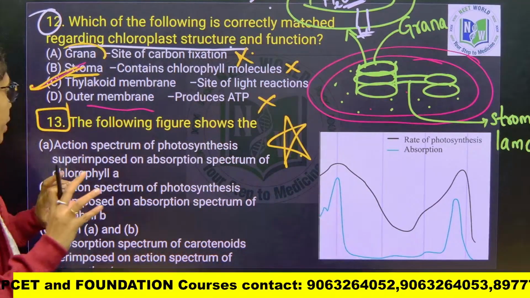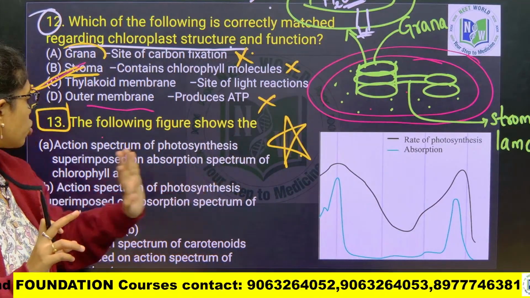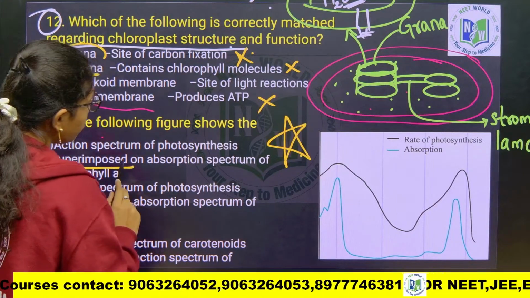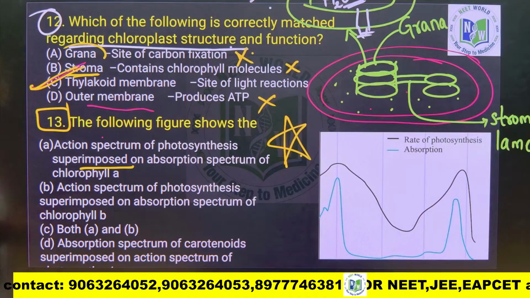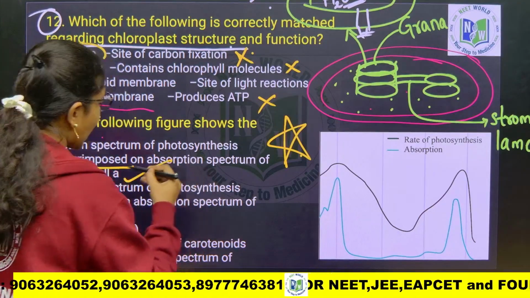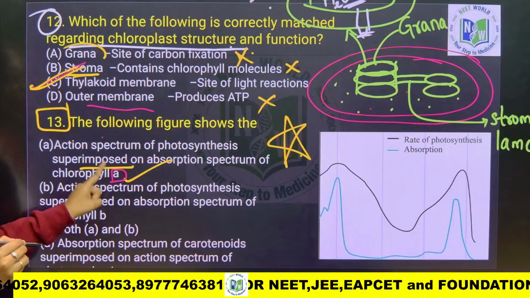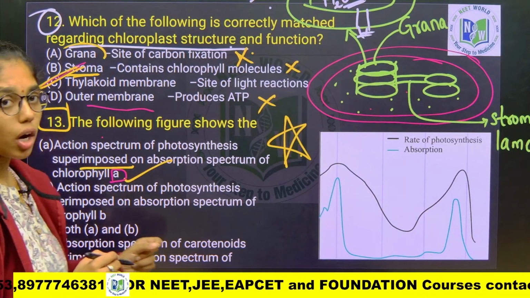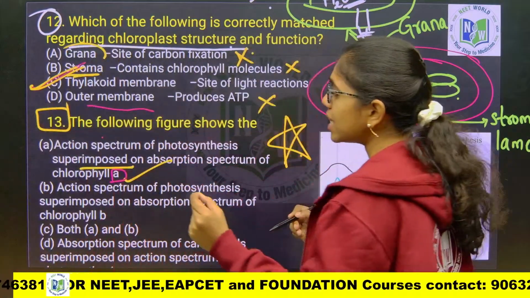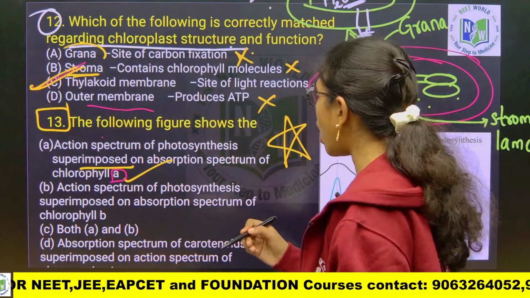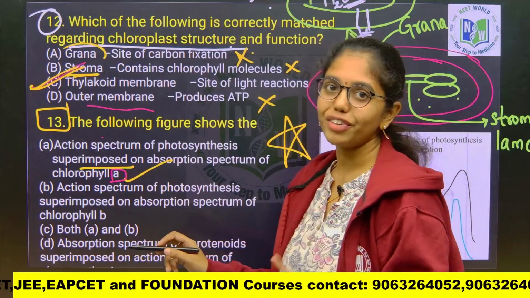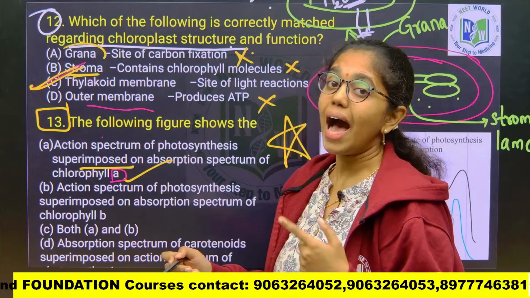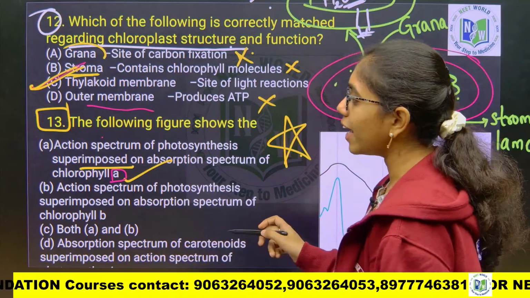Now, here you look into the following figure, this shows what? Action spectra of photosynthesis is superimposed on absorption spectra of chlorophyll A. Exactly, this is what we are recalling, right? Option B, action spectrum of photosynthesis superimposed on absorption spectra of chlorophyll A. No, chlorophyll B. No, it is superimposed on the absorption spectra of chlorophyll A, not B.